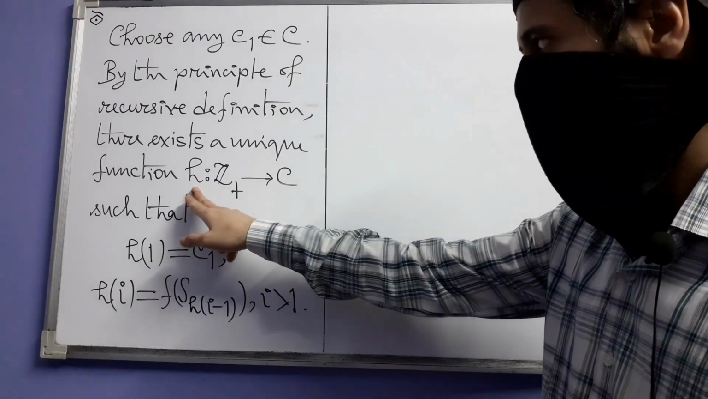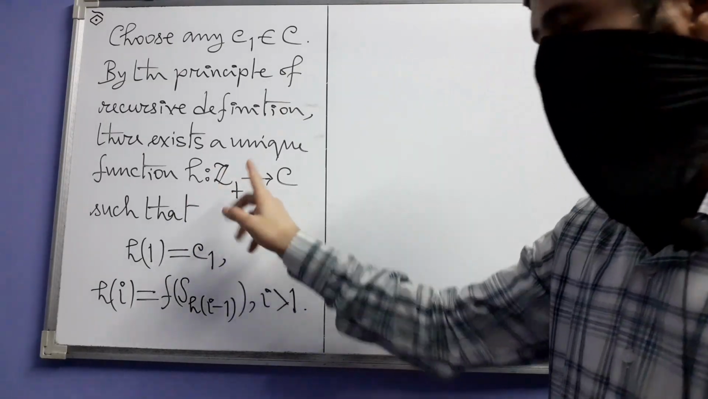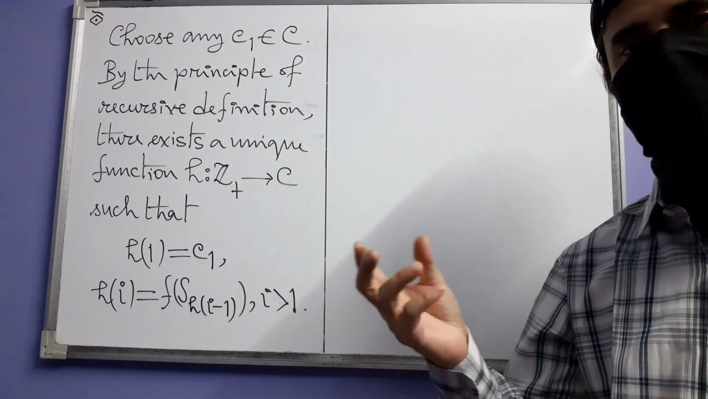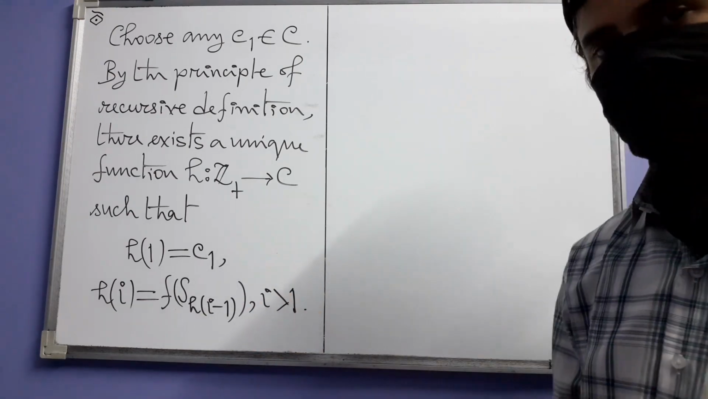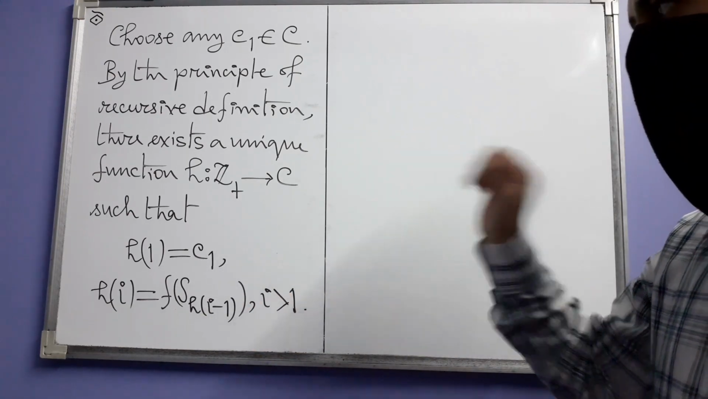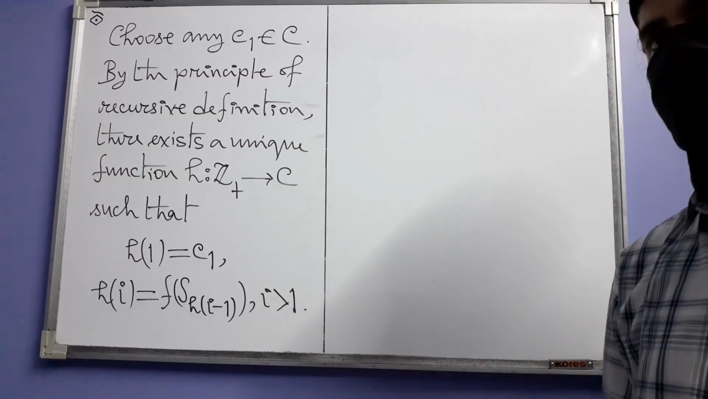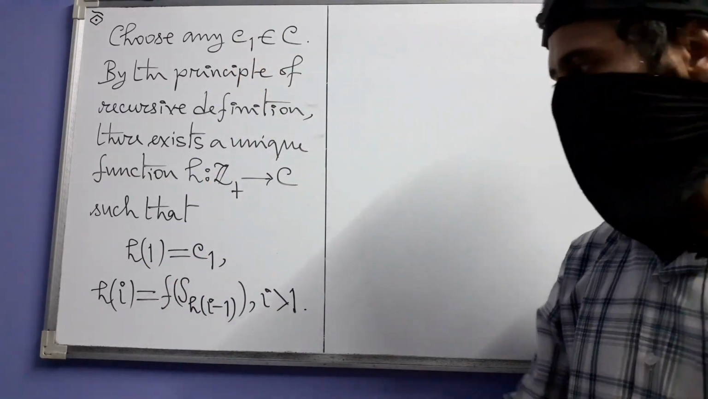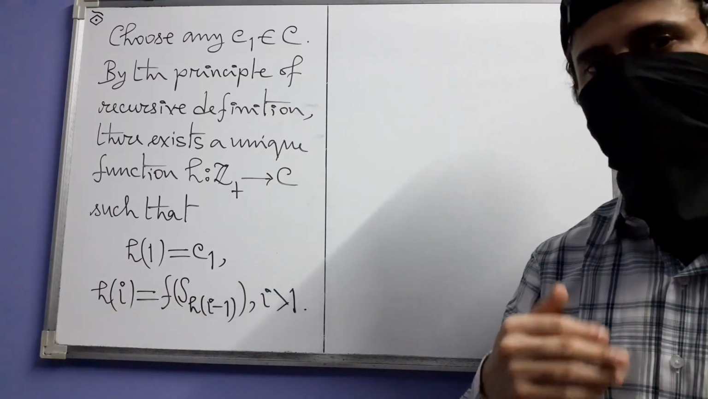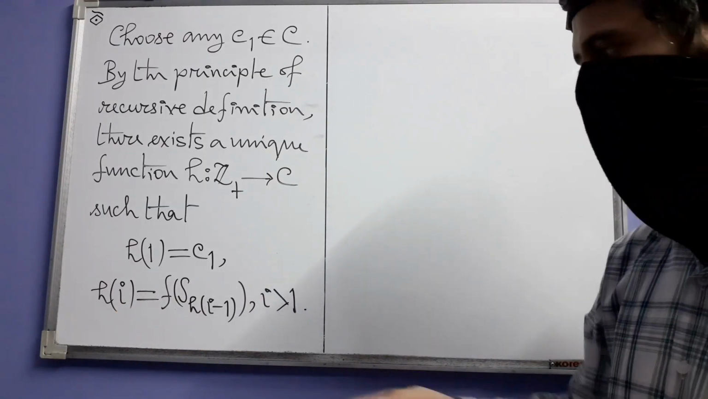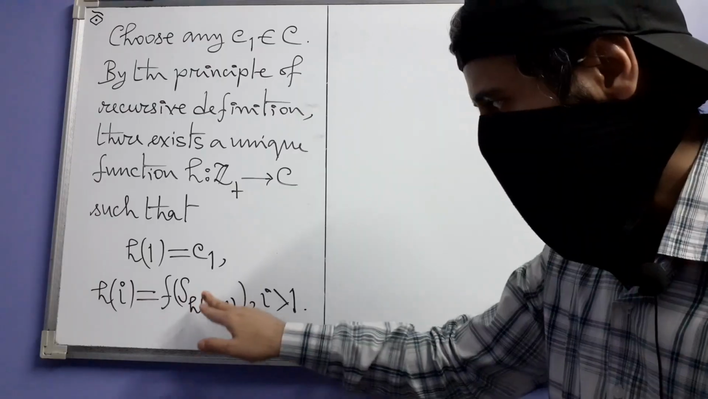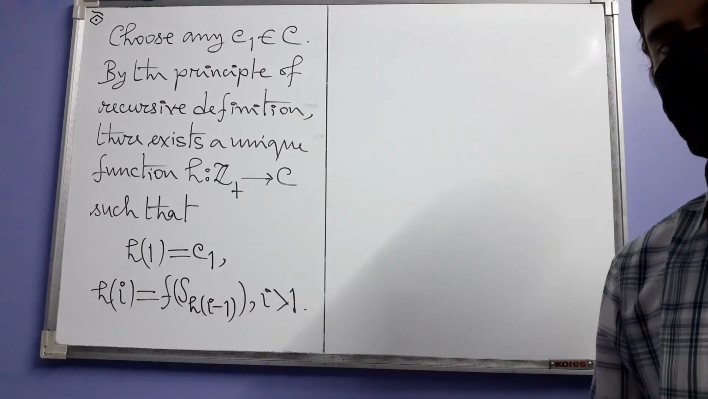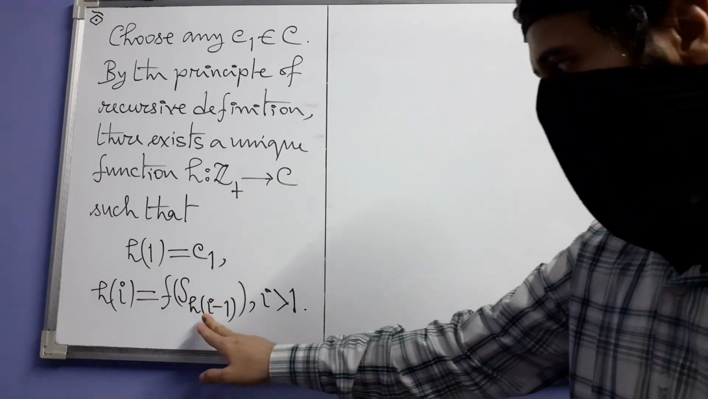So this H has the set of positive integers as its domain. That is why it's a sequence, and it's a unique function with these properties. H of 1 is that chosen element C1, and H of I for higher values of the input I is f of S H of I minus 1. Does it make sense?